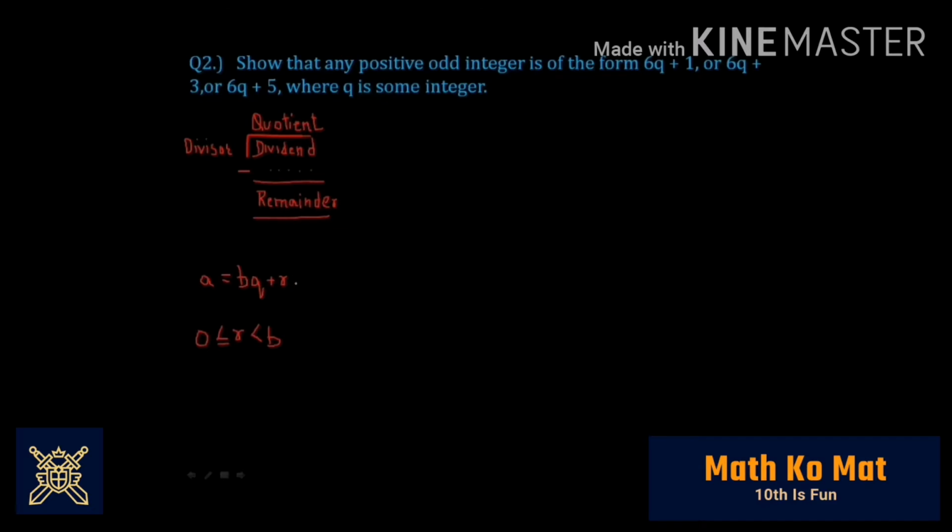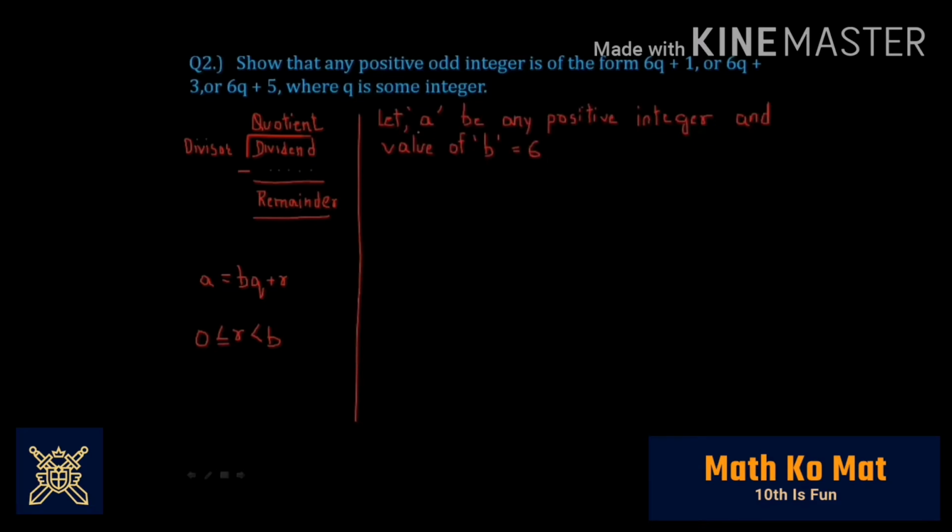So in this question, we have to make an assumption. Let a be any positive integer. It can have any value which is a positive integer, and the value of b will be 6. You all must be thinking why b will have a value of 6. It's very easy. In the question, whatsoever is the coefficient of q, that would be the value of b.